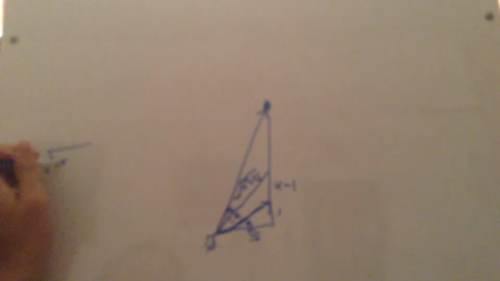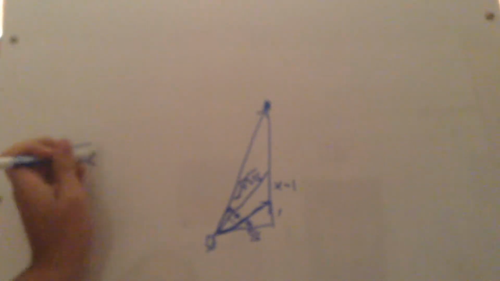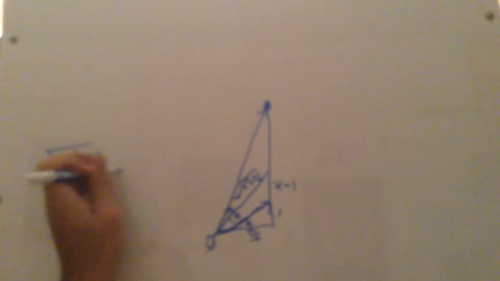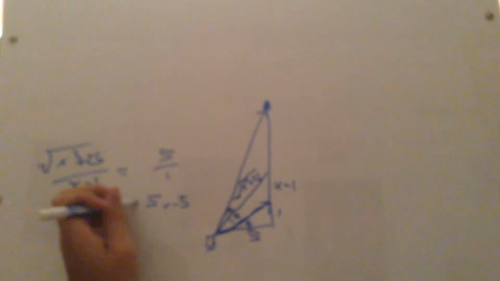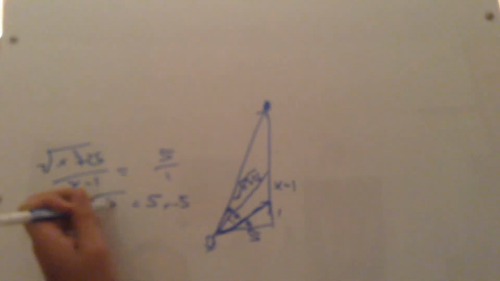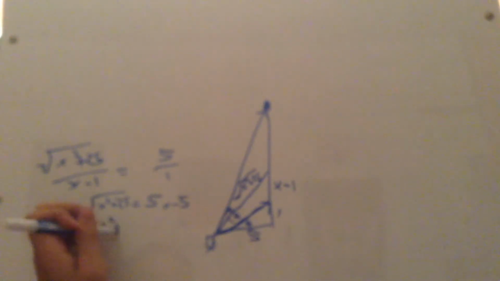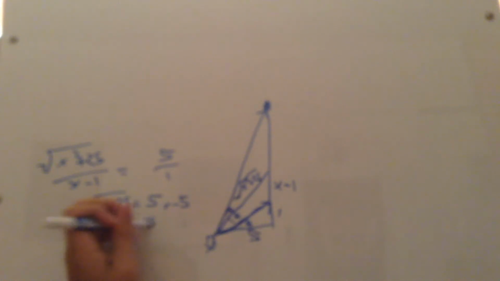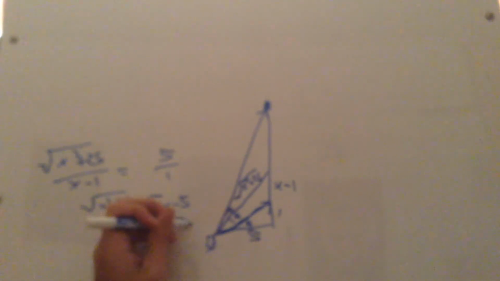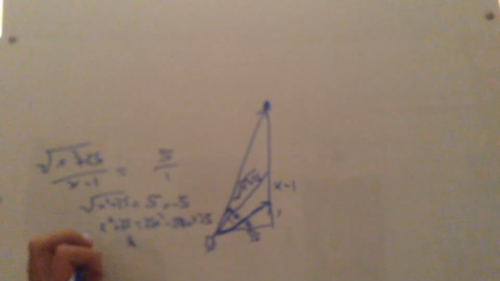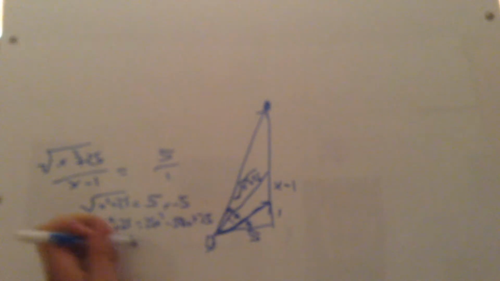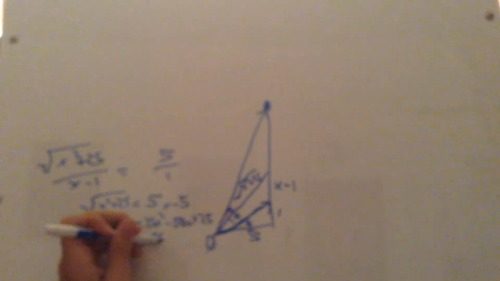We have the square root of x squared plus 25 over x minus 1 equals 5 over 1, or 5x minus 5 is equal to the square root of x squared plus 25. x squared plus 25 equals 25x squared minus 50x plus 25. And then we keep going with that, move this over, 50x, 24x squared, 24 over 50, or 12 over 25.